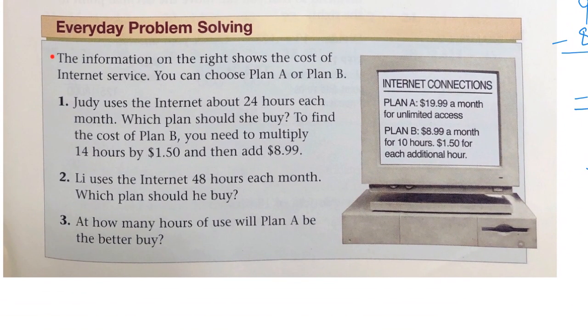The information on the right shows the cost of internet service. You can choose Plan A or Plan B. Judy uses the internet about 24 hours each month. Which plan should she buy? To find the cost of Plan B, you need to multiply 14 hours by $1.50 and then add the $8.99.